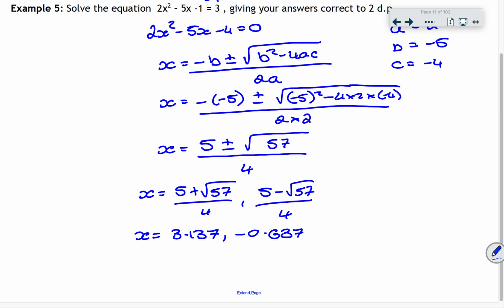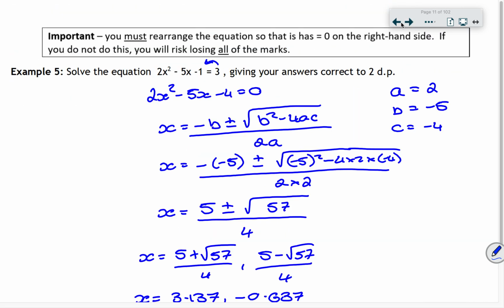This time it wants the answers to 2 decimal places, so then that would be x is approximately equal to 3.14 or minus 0.64. Okay? And that's how we solve quadratic equations using the quadratic formula.